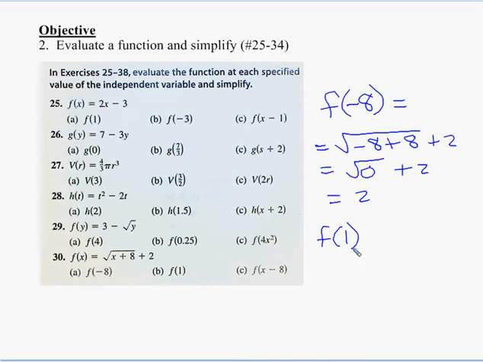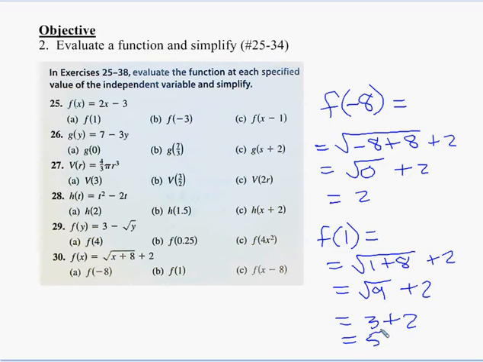If you were doing f of 1, that would mean that you would do the square root of 1 plus 8 plus 2, and that would be square root of 9 plus 2, which is 3 plus 2, and that equals 5. So the answer for A is 2 and the answer for B is 5. Basically, this is just saying that if you plug 1 in for x, then the value of the function is this. And if you plug in -8 for x, then the value of this function is this.